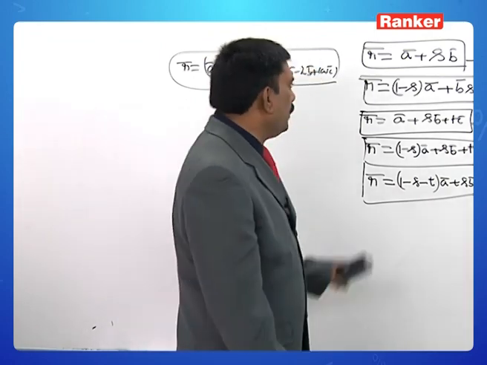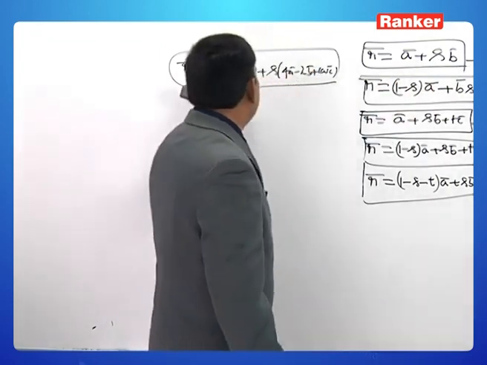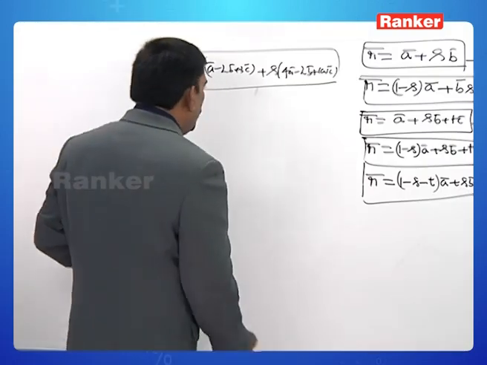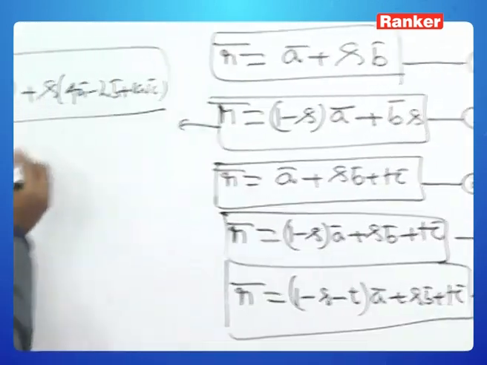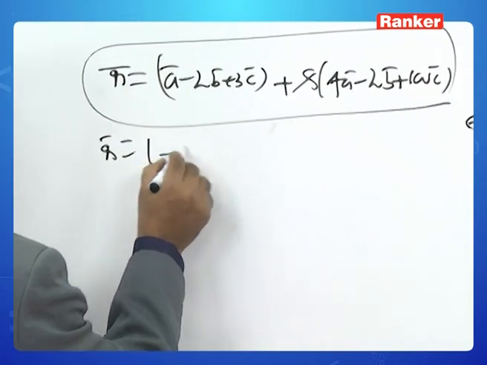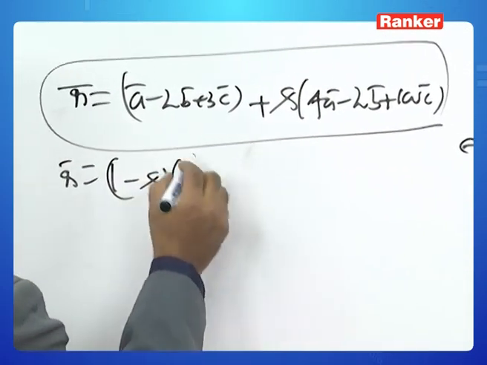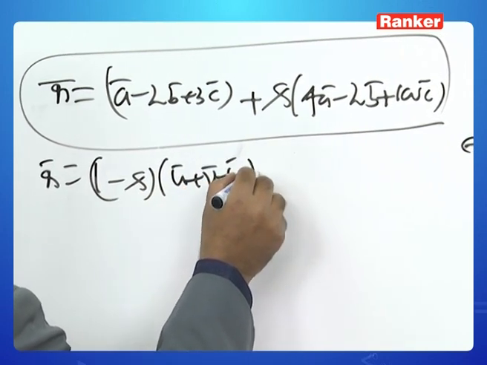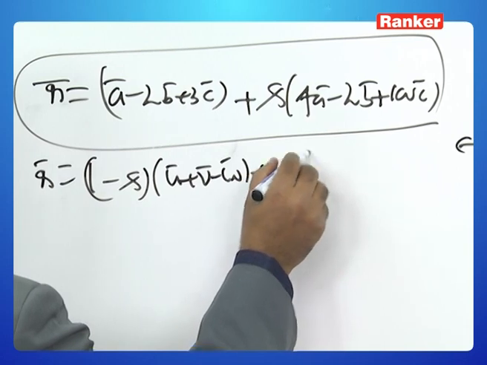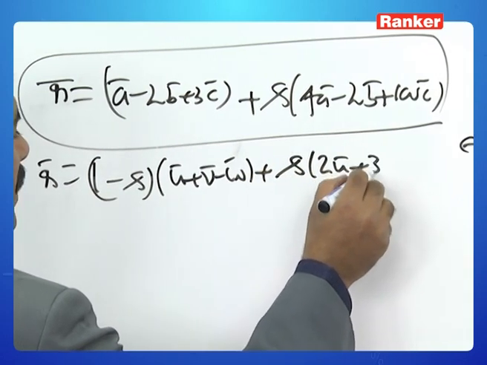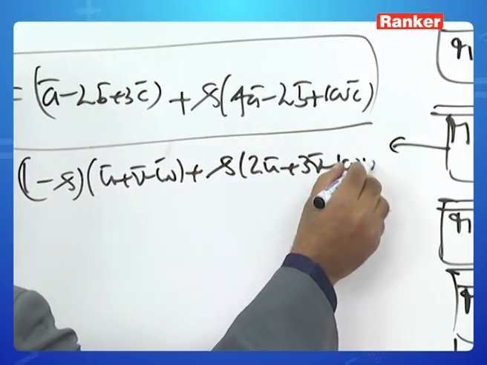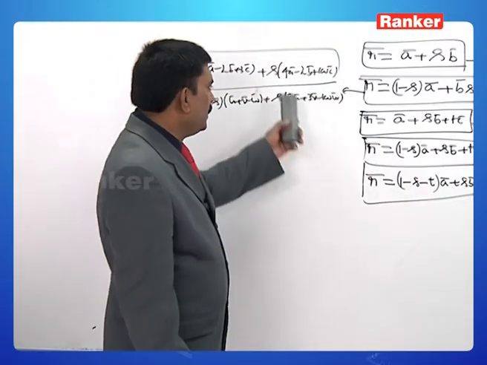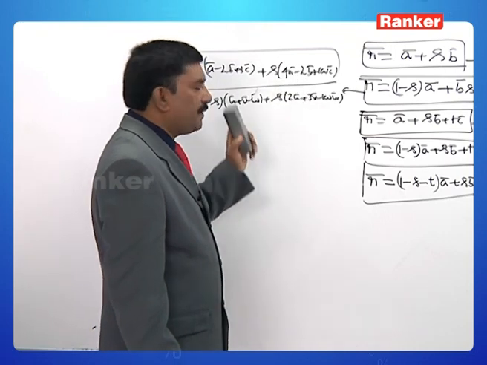Sir, we have only two vectors, A bar and B bar. This is also a vector. Why not it? Sometimes he gives like this. For this, I can write R bar equal to (1 minus s) into U bar plus V bar minus W bar plus s into 2U bar plus 3V bar minus 100W bar, correct? Yes, this is also a vector, this is also a vector.